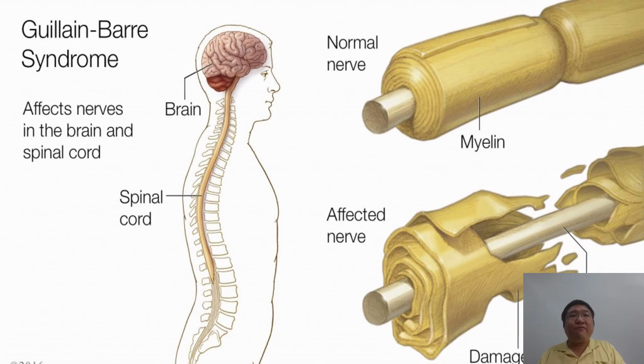Guillain-Barré syndrome affects nerves in the brain and in the spinal cord. It affects nerve roots and peripheral nerves. So a normal nerve is wrapped by a myelin sheath, but in this condition, the myelin sheath is destroyed by an immune-mediated mechanism.